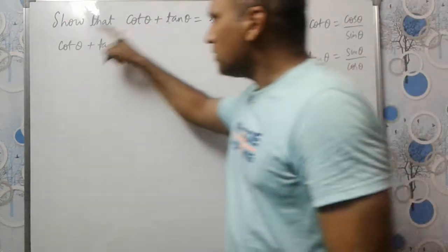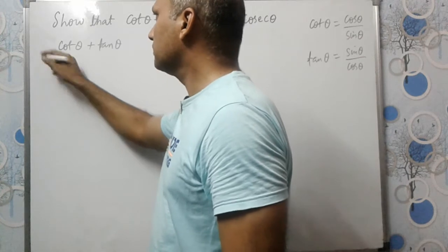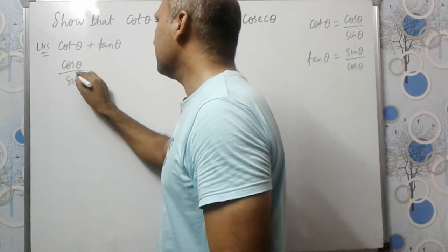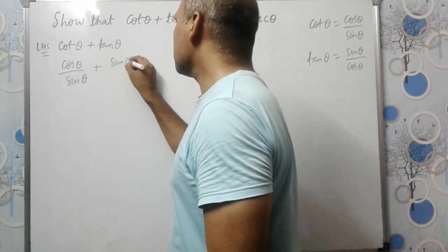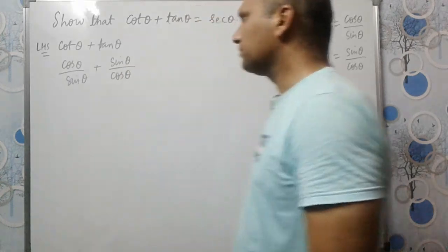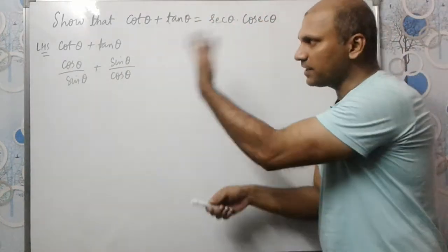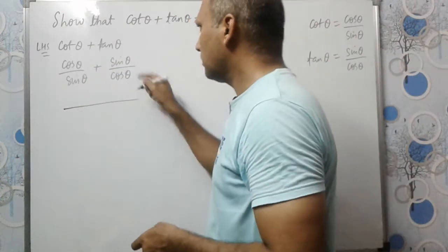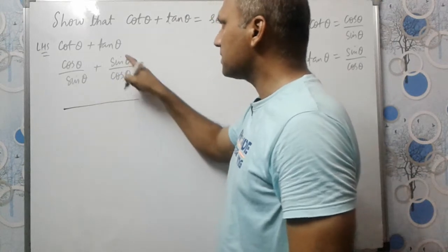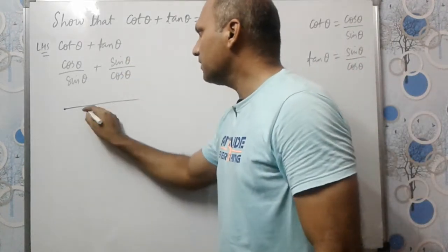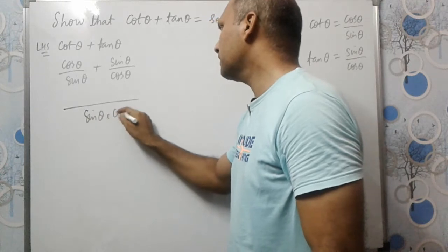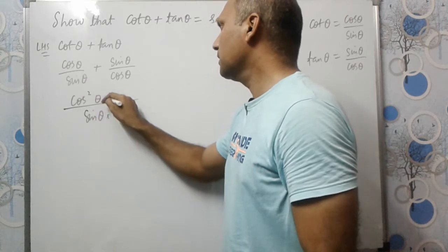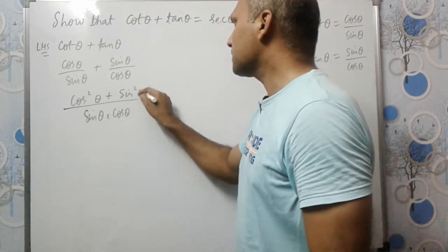Okay. So if you substitute these values here, see, this is our LHS. Cot is cos divided by sin theta plus tan is sin divided by cos theta. This third method is in fact the second method which we studied. Denominators are different, so we need to multiply the denominators and cross multiply this. So this will become cos into cos, cos square, plus sin into sin is sin square theta.